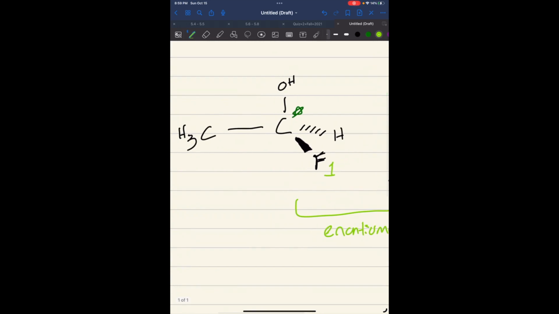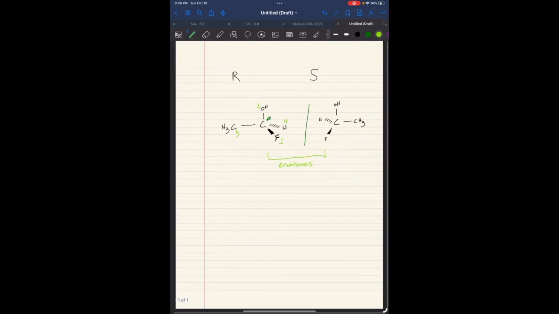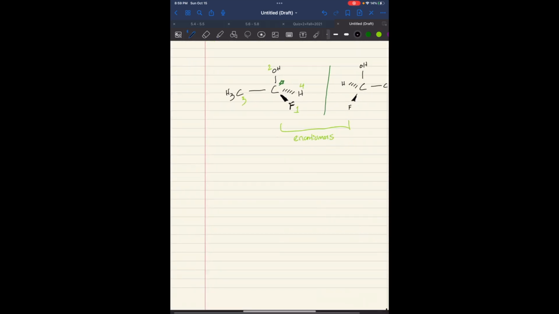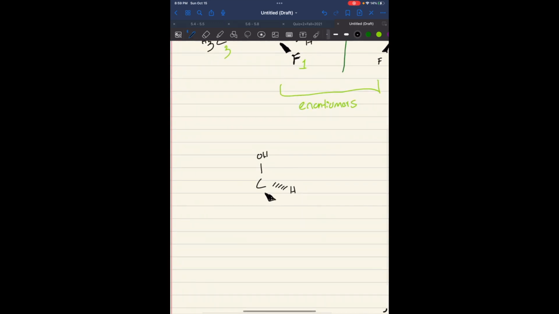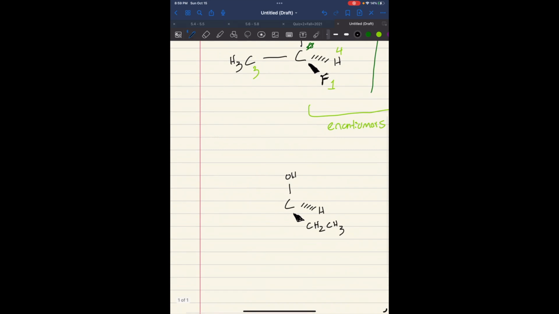And then oxygen would be 2, and then carbon would be 3, and then H would be 4. But sometimes it can be a little bit more ambiguous, so I'll draw another example. So let's say that we have a carbon attached to an OH, attached to a hydrogen, attached to a CH2CH3, and attached to a CH3.